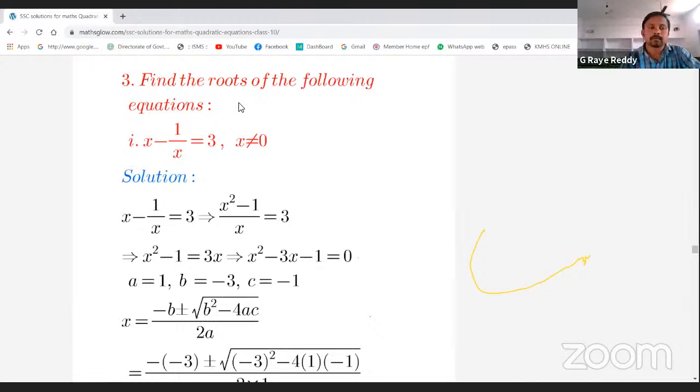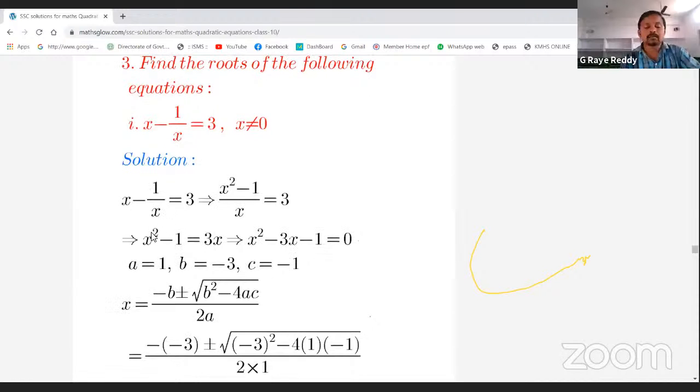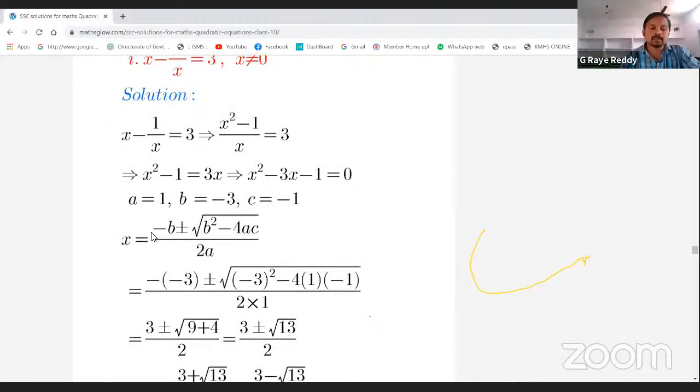Okay. Find the roots of the following equations. Now we have to convert the equation x minus 1 by x equal to 3 into quadratic form. Then only can we compare it with ax square plus bx plus c equal to 0 and get the a, b, c values. Then substituting the a, b, c values in the roots of quadratic equation formula, we get two zeros, the two roots of the given equation. So first of all, students, we convert the given equation into a quadratic equation.